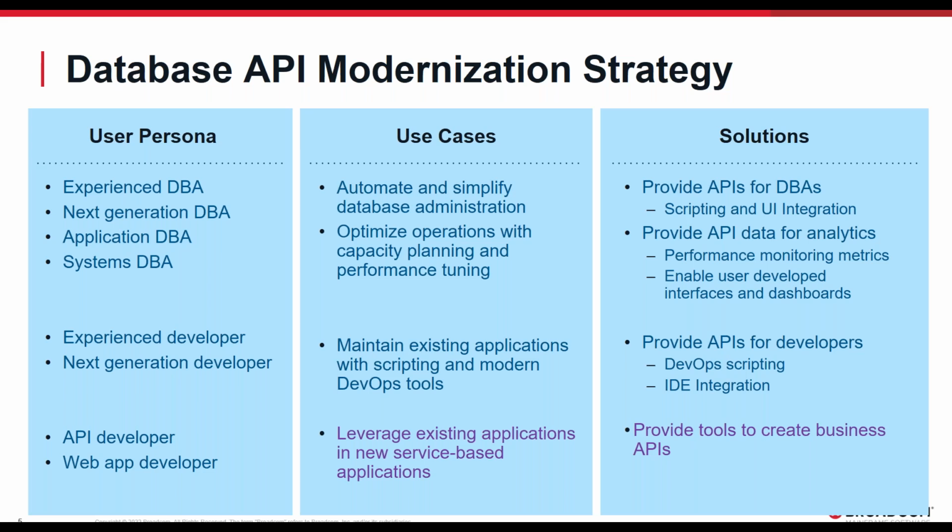So in there, we're looking at things like APIs that would support more scripting for DevOps and continuous integration, continuous delivery, things like interfaces, support for things like Jenkins that might facilitate that type of thing, as well as integration into popular integrated development environments.